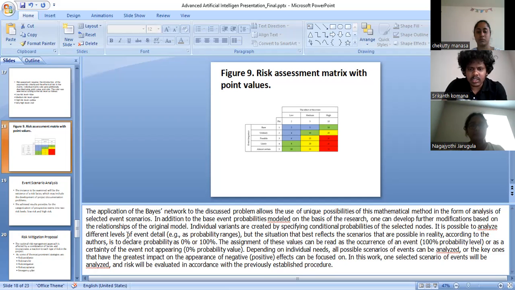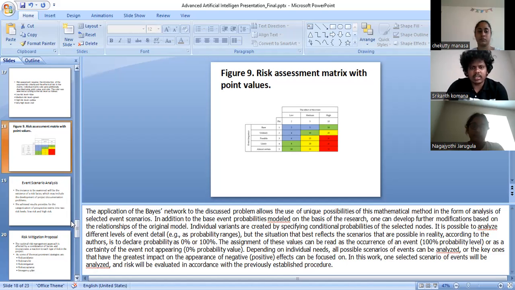But the situation that best reflects the scenarios that are possible in reality, according to the authors, is to be declared 0 to 100%. The assignment of the values can be read as the occurrence of events at a 100% probability level, as the greatest impact of the appearance of negative and positive effects can be focused on in this work. One selected scenario of events will be analyzed. Risk will be evaluated in accordance with the previously established procedure.